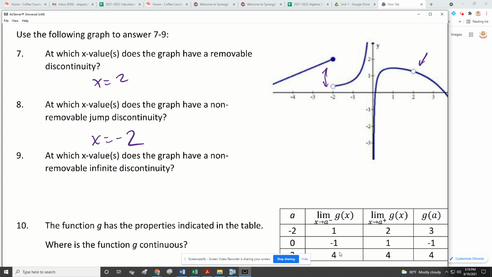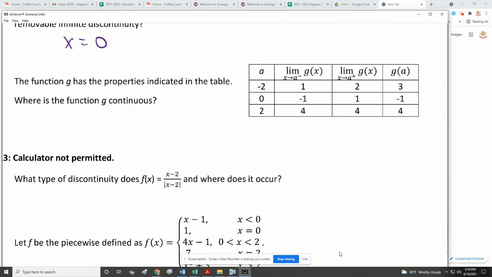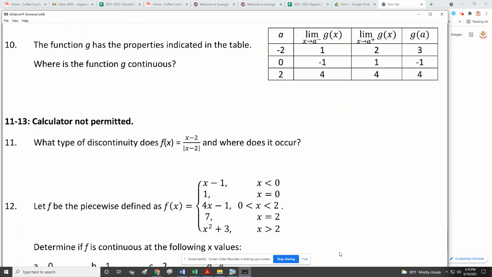And then non-removable infinite is when there's a vertical asymptote, and to me, it looks like there's a vertical asymptote when x is equal to 0. All right, and then 10 is its own separate question. It doesn't have to do with that graph. It has to do with this table. The function g has properties indicated in the table. We want to know where g is continuous.